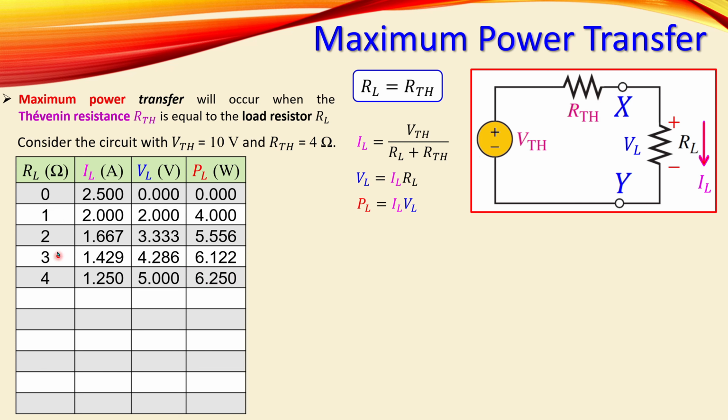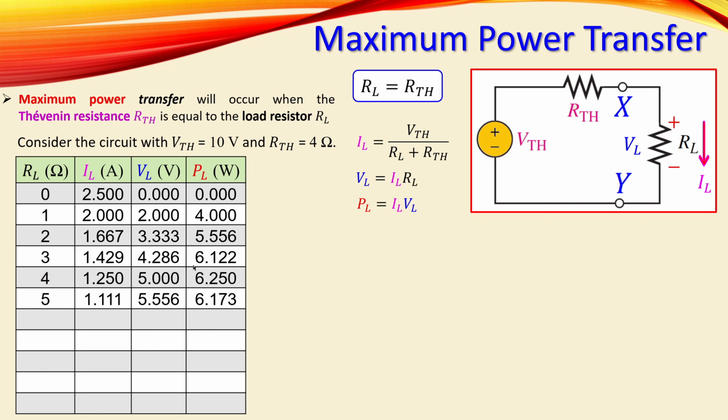What happens if I now increase the load further? If I go to 5 ohms, the current is still decreasing because the denominator is increased again. The voltage also increased, but the power is decreased. You can see it is not 6.25, but approximately 6.17. So increasing the load resistance will definitely increase the voltage across it, but also decrease the current, and the product will not be larger than the case for 4 ohms for the load resistor.